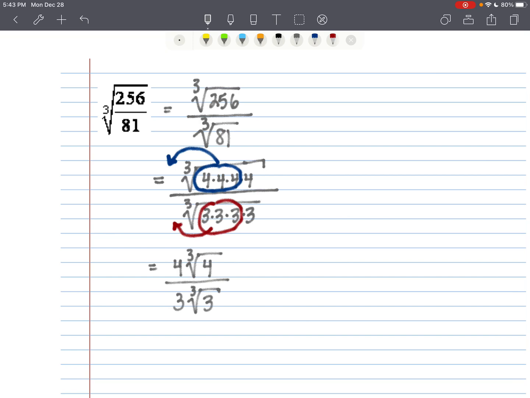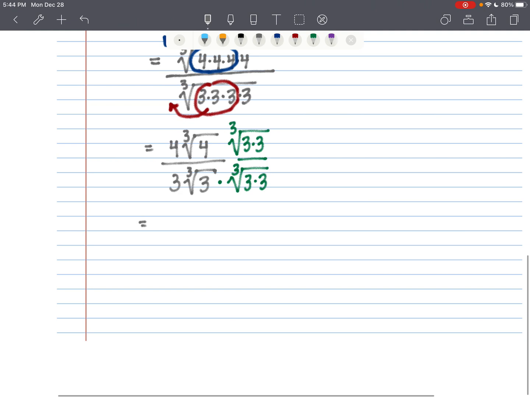Now here in the denominator, I need to rationalize that. Well, to make it perfect, I would need to multiply by 2 more 3's so that I have another group of 3 3's. And I'm going to do the same thing in the numerator so that I'm multiplying by a factor of 1.